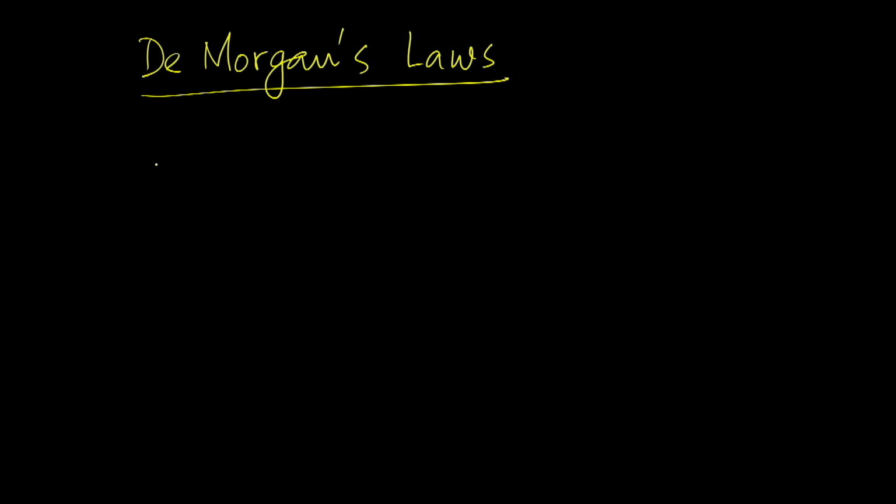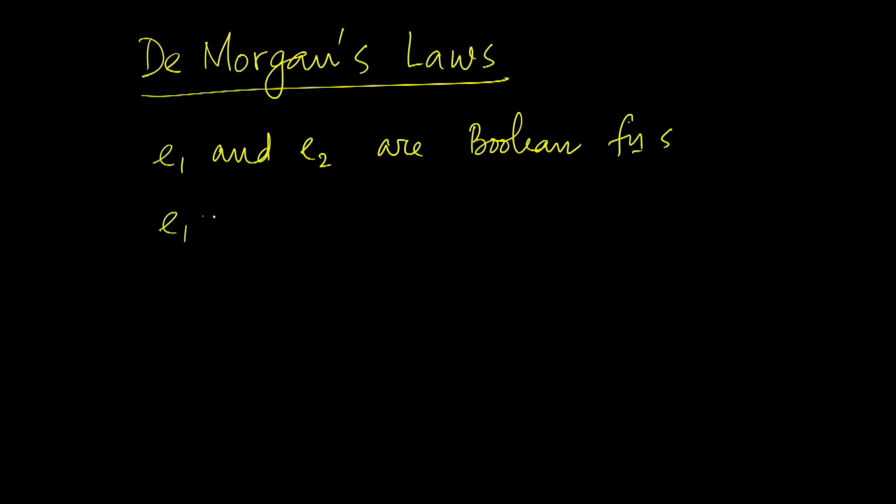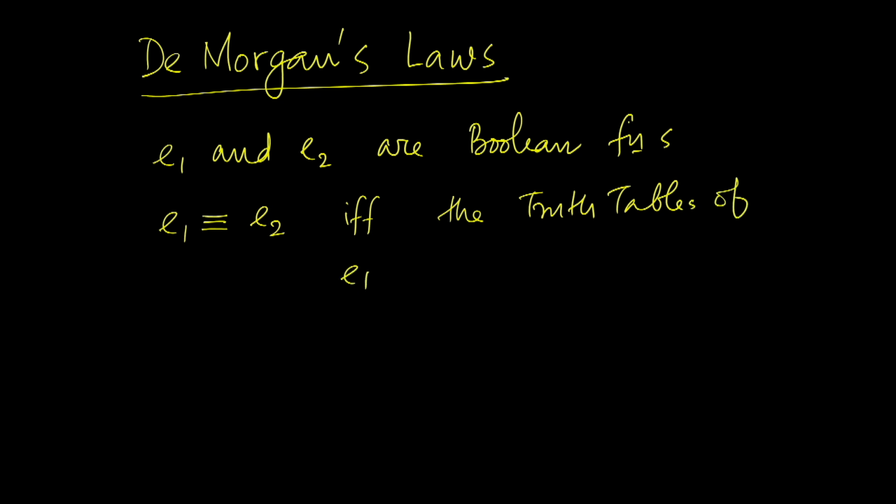So what will come in handy to do this are what are called De Morgan's laws. For two Boolean functions E1 and E2, we say that E1 is equivalent to E2 if and only if the truth tables of E1 and E2 are identical.